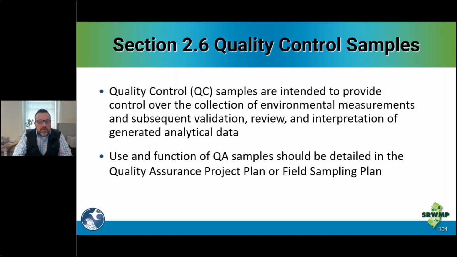Quality control samples are intended to provide control over collection of environmental measurements and subsequent validation, review, and interpretation of generated analytical data. The use and function of quality control samples should be detailed in your quality assurance project plan or your field sampling plan. And I also want to point out that the references discussed today in the quality control sampling in this presentation are with respect to field sampling and are not for certified lab requirements.